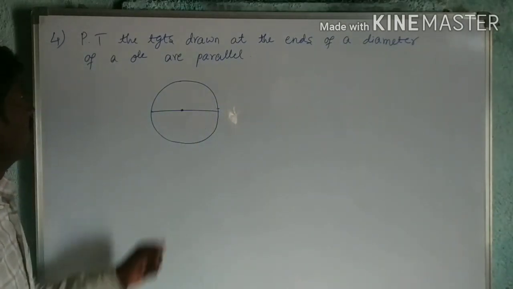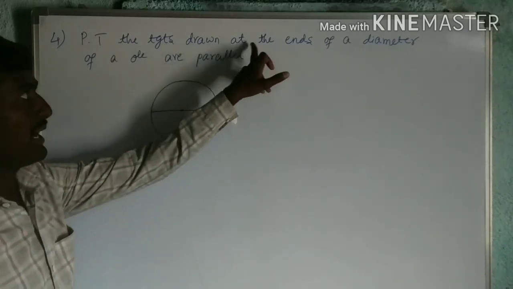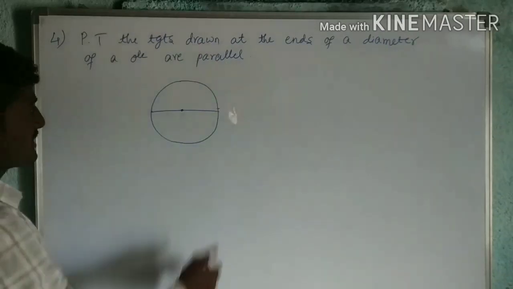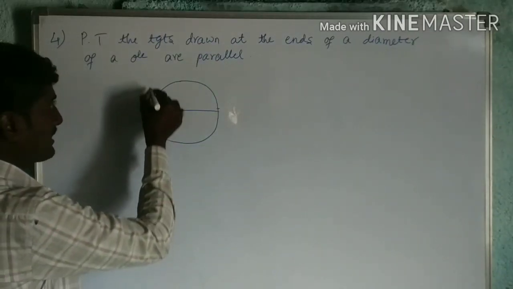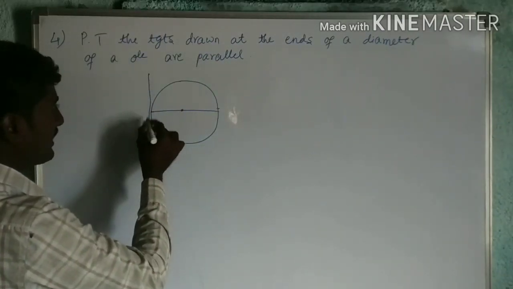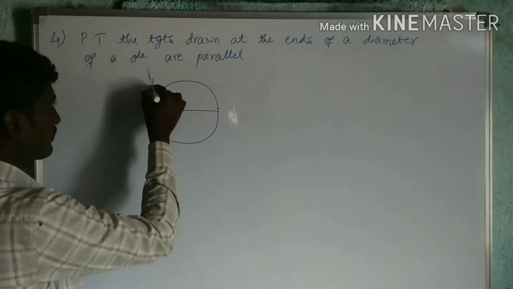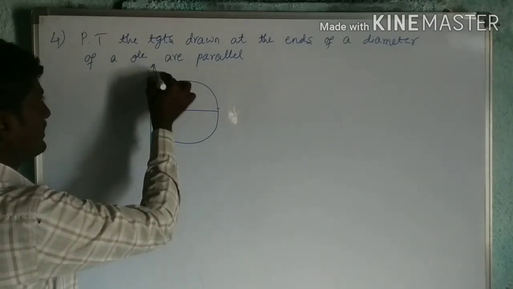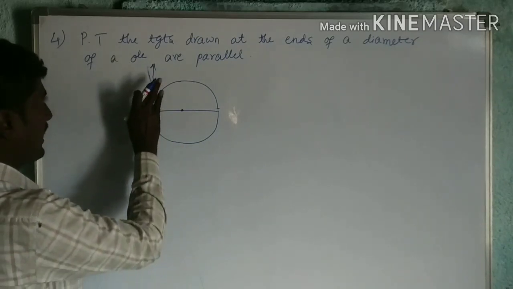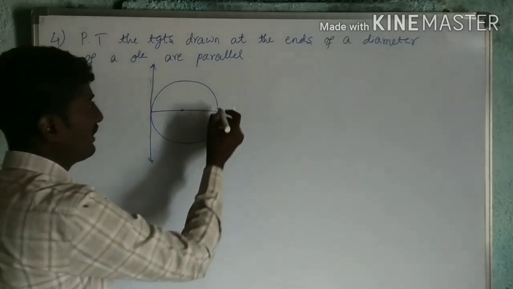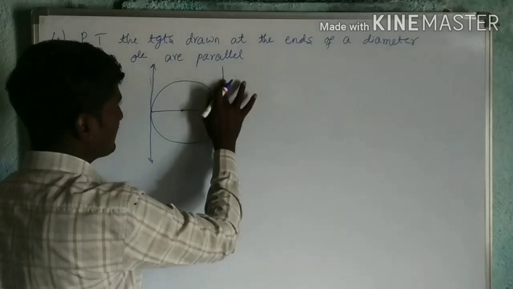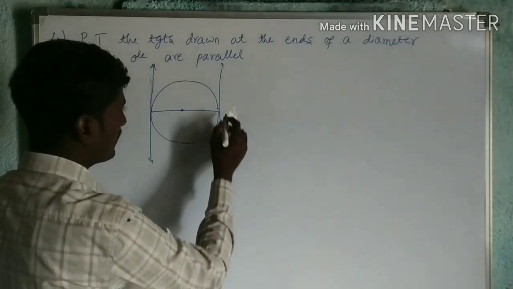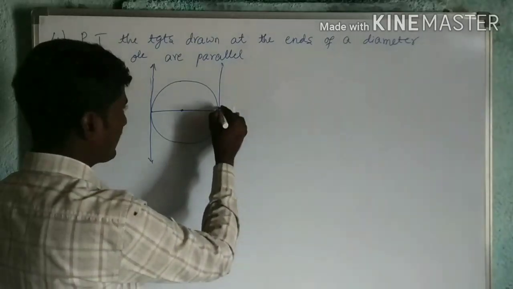Now, tangents drawn at the ends of a diameter. So I will draw a tangent here, at the ends of the diameter. So this is one tangent drawn at the end of the diameter. And here another tangent I am going to draw. Okay. Now this is another tangent.